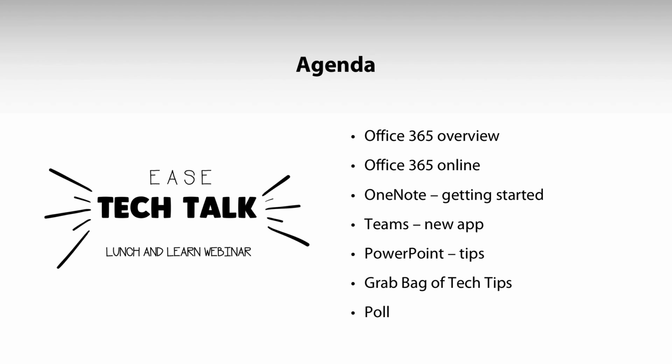So let's talk about our agenda real quick. We're going to cover a little bit of an overview of Office 365, then specifically get into a few different areas, one of which is 365 Online, OneNote, which is one of the applications that is both online as well as an application, a newer program called Teams, and then a few items about PowerPoint, and finally just a few ideas, a grab bag of tech tips.